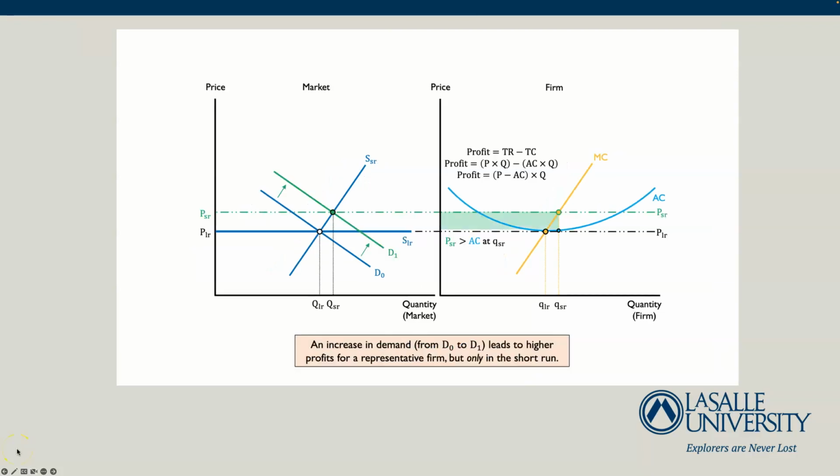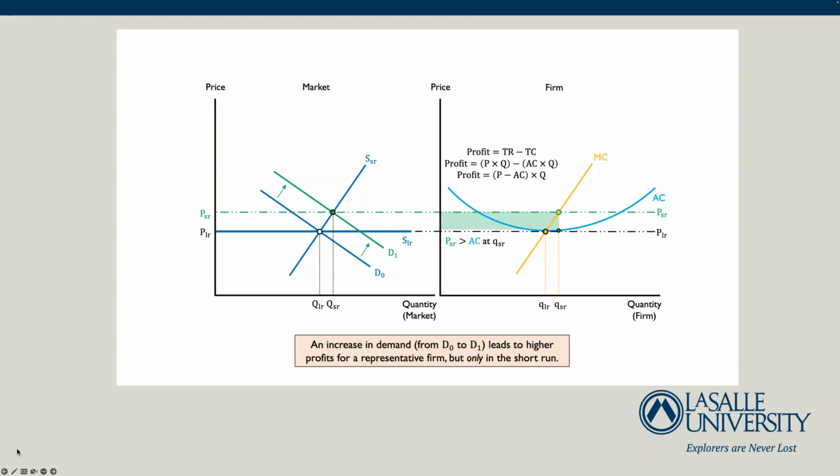So we also want to note that profit is the difference between total revenue and total cost. And since total revenue is P times Q and total cost is cost per unit, or AC, times the quantity of output Q, we could also say that profit is the difference between price and average cost multiplied by the quantity of output that is being supplied to the market by the firm.